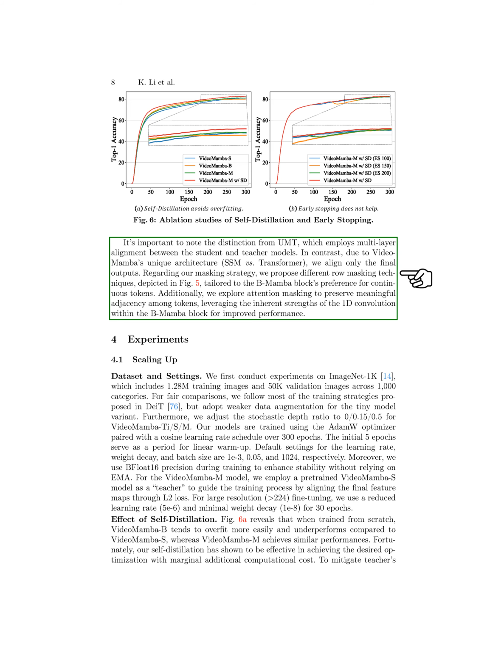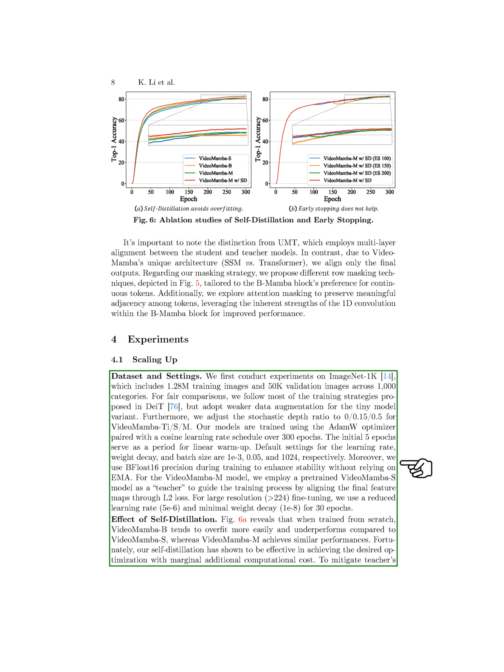We employed different row masking techniques tailored to the B-Mamba block's preference for continuous tokens and explored attention masking to preserve meaningful adjacency among tokens, leveraging the strengths of the 1D convolution within the B-Mamba block for improved performance. When it comes to scaling up, we conducted experiments on the ImageNet-1K dataset, following training strategies proposed in DeiT but with weaker data augmentation for the tiny model variant.